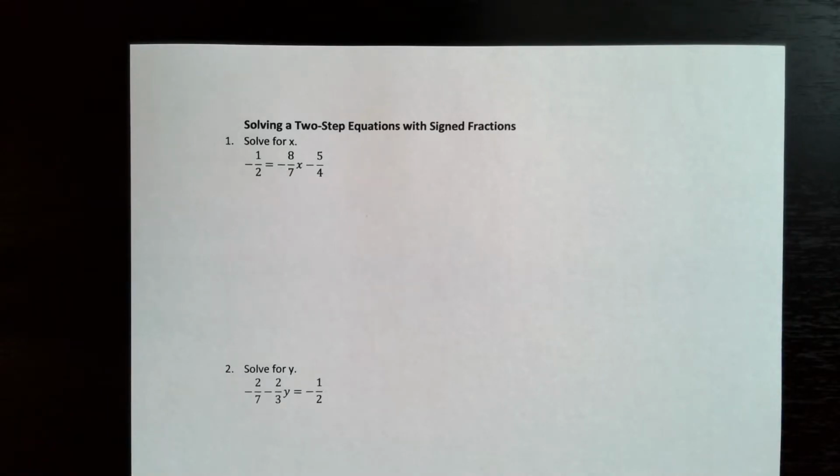In this video, we're going to be solving a two-step equation with fractions. Okay, so our first problem, we have -1/2 equals -8/7 x minus 5/4.